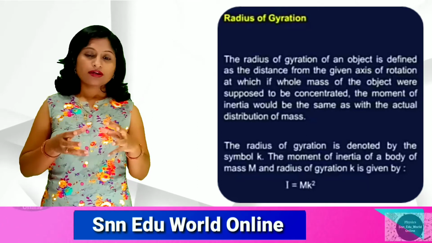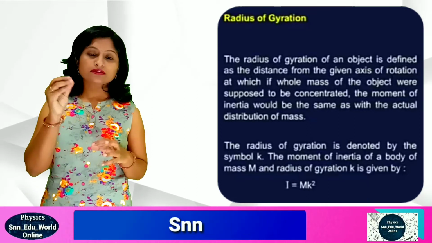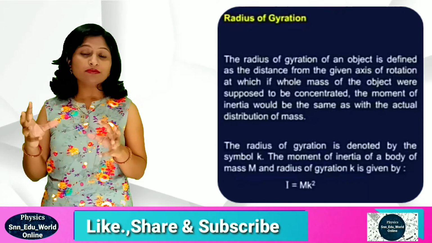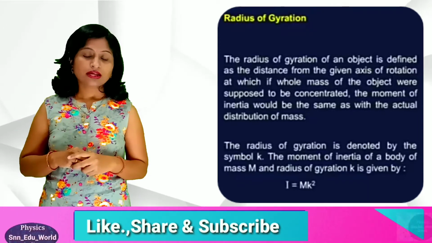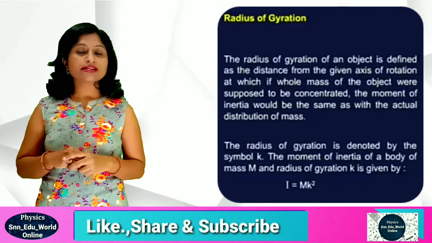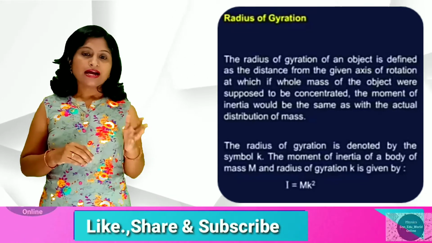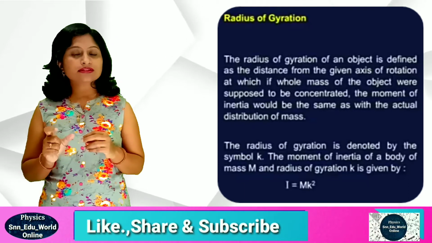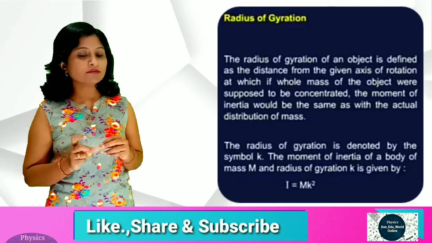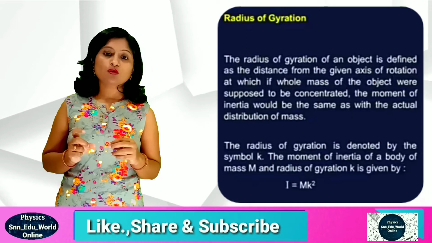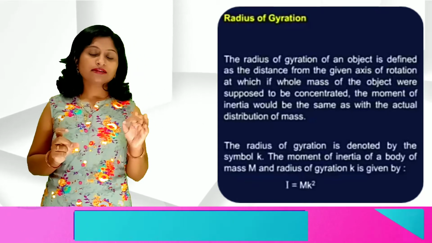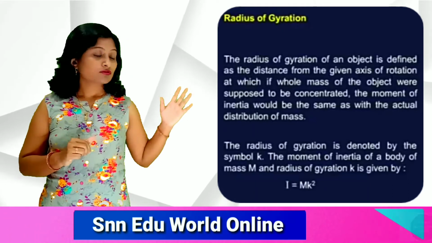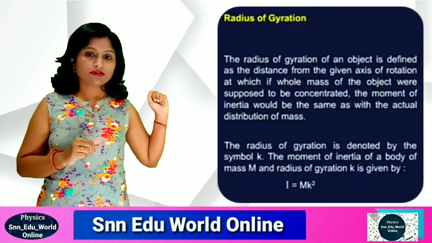So here we are considering that the total mass is concentrated at a single point, so total M is at a single point, capital M. So how will the moment of inertia be represented here? I is equal to the total mass M and the distance K, the radius of gyration. So MK square is the moment of inertia with respect to the radius of gyration. Okay, so this is the concept of the radius of gyration.